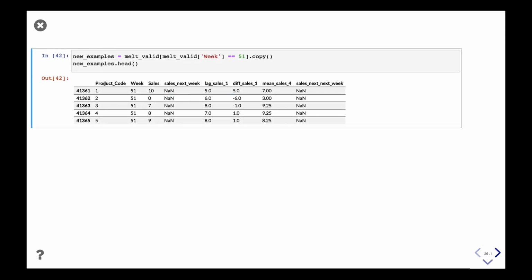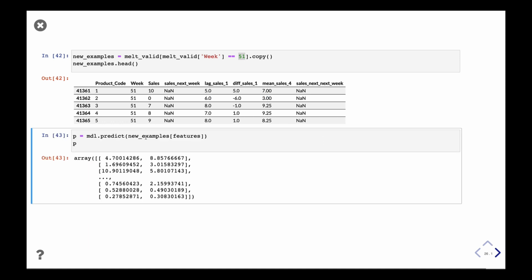So how do we do it? I will get all the samples that are in week 51. Here we have 1 sample for each product. For example, for the first row, it will take sales, lag sales, diff sales, mean sales that we calculated using the methods that I showed you before. And then you make the prediction. In this case, we are using the multi-step model, so we get two columns of predictions, one prediction for each row and each of our Ys, the 2 weeks that we are trying to predict.